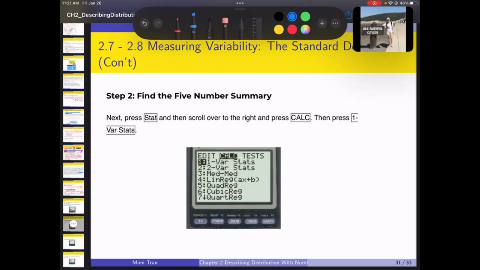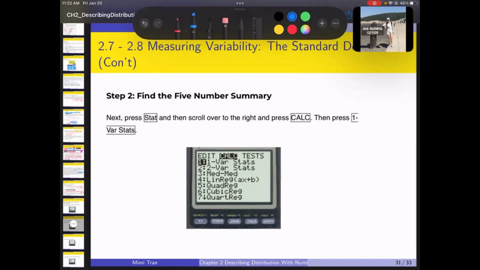Then 1-Var Stats. Press enter. I got the five number summary. I got x bar, which is 8.05. I got Sx, that means your sample standard deviation, 6.1, and sigma x is the population standard deviation. If you scroll down more, you see the five number summary. The standard deviation is 6.1267. Yeah, that's what we got. Everybody good?